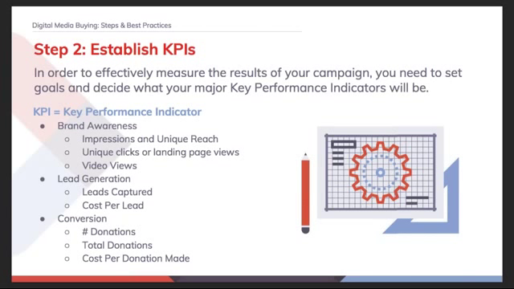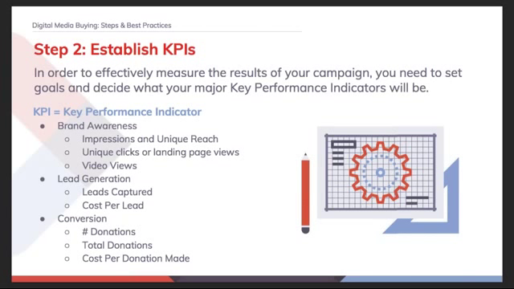So here's a quick top level KPI matrix to think about, right? At the top, you've got brand awareness, just getting your organization out in front of people. How do you measure if that's working? Well, the typical ways: you're looking at impressions, you're looking at unique reach, how many individuals you actually got in front of, how many unique people clicked on an ad, how many people from that ad got to a landing page, how many people viewed a video. These are all very top of the funnel KPIs.